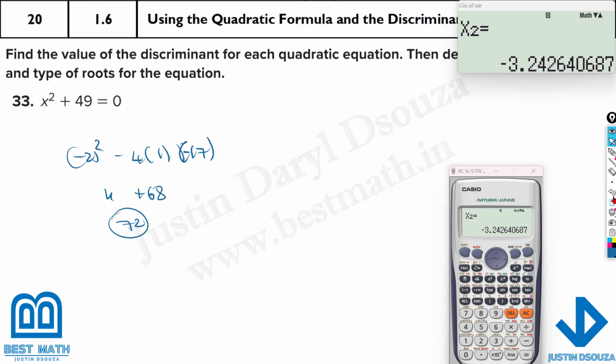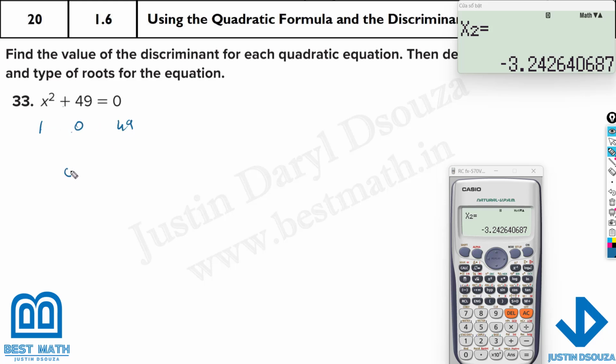Now what about this? Now this is an imaginary number. Looking at this, I can say when it goes to the other side, it'll be negative 49, and the square root of negative numbers is complex. Here we can consider a equals 1, there is no b value so it's 0, and lastly 49. So it's going to be 0 squared minus 4 times 1 times 49. 49 times 4 is 196.